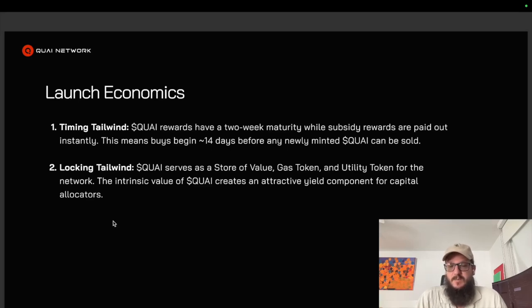And then there's also a second capacitor, which goes into locking. If people lock Quai, they're going to have a 30-day lock-in window, which means for the 30 days that the subsidies are being mined, they're being used to buy Quai at market, but they won't actually mature for the lockers for 30 days. So you end up with 30 days over which there's only buying and no commensurate selling.